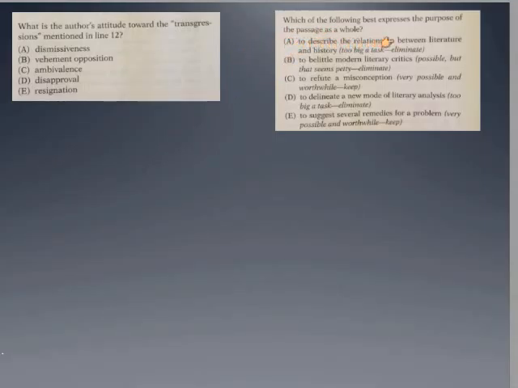The first choice, to describe the relationship between literature and history. It's too big a task for a 500-word essay, so you want to eliminate this. To belittle modern literary critics, possible, but that seems petty. To refute a misconception, very possible and worthwhile, so let's keep this one. To delineate a new mode of literary analysis, it's too big a task, again, for a 500-word essay. To suggest several remedies for a problem, very possible, we can keep this.